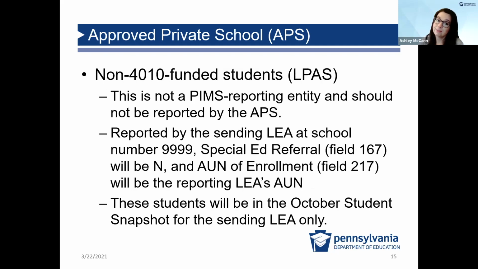So then there are the non-4010 funded students, though, the students who the sending LEA, so you send them to this quote APS, but if they're not 4010 funded, then you're sending them to a non-PIMS reporting entity because they may not report these students to PIMS because they're not publicly funded. So this is not a PIMS reporting entity, and they should be reported by the sending LEA at school number quad 9 with special ed referral no, and the AUN of enrollment will be the same as field 1, so the submitting AUN. And then these students will be in the October student snapshot for the sending LEA only.